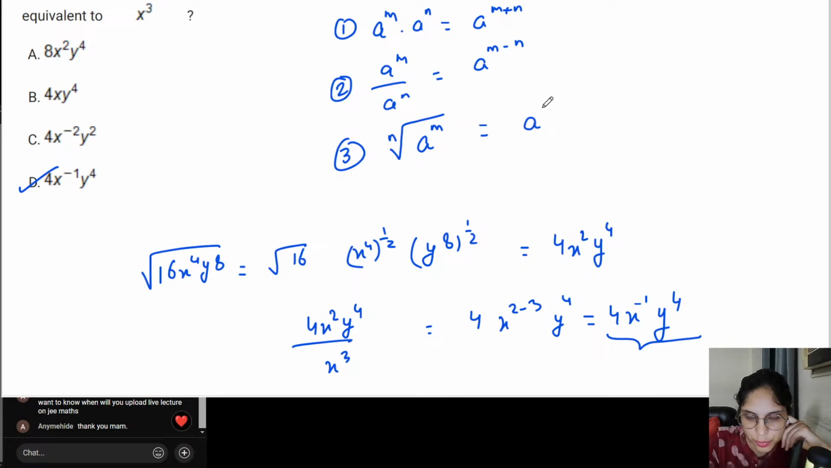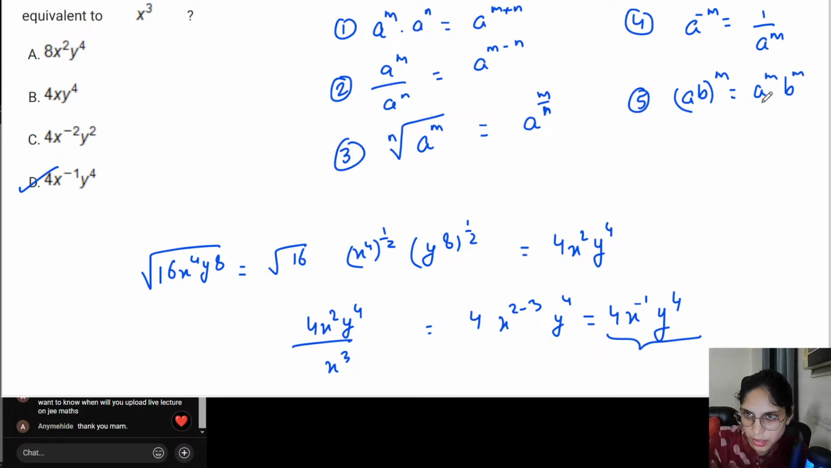This is going to be a to the power m upon n. So this is very important. And then a to the power negative m is going to be 1 over a to the power m. And then (ab) to the power m, you have to distribute: a to the power m, b to the power m. Same with division, there also you have to distribute it: a to the power m over b to the power m. These are laws of indices.